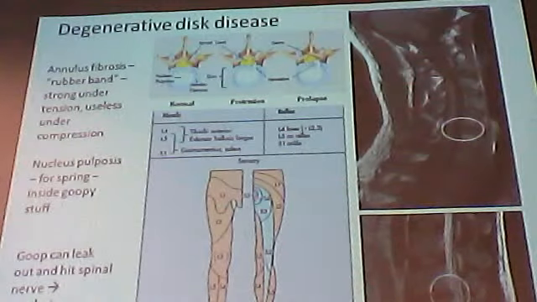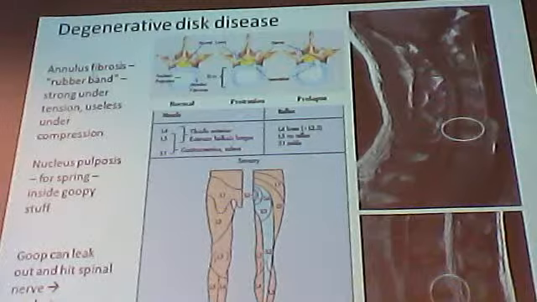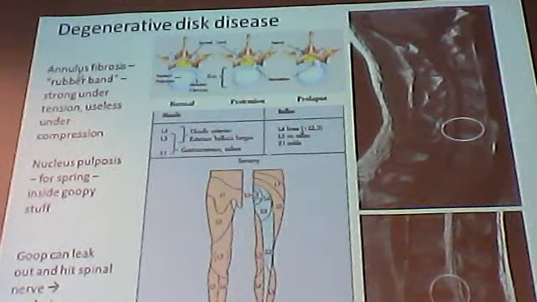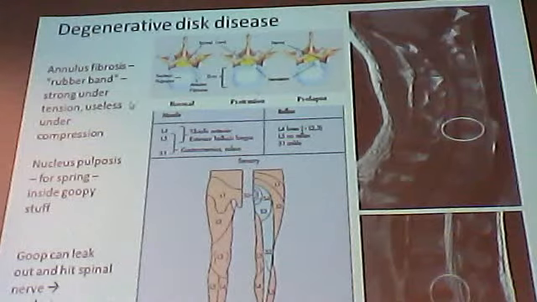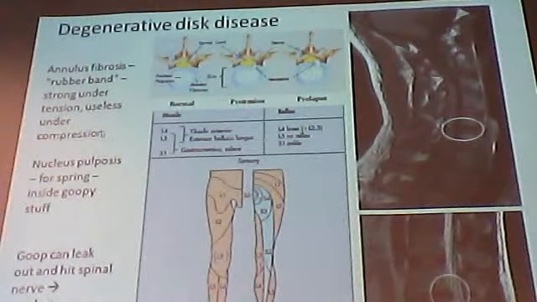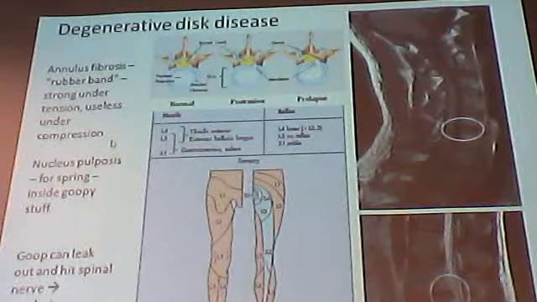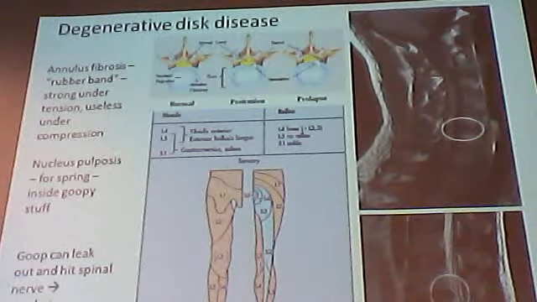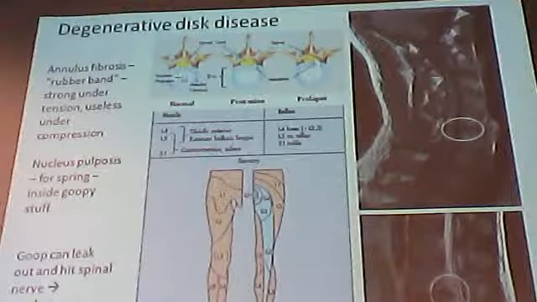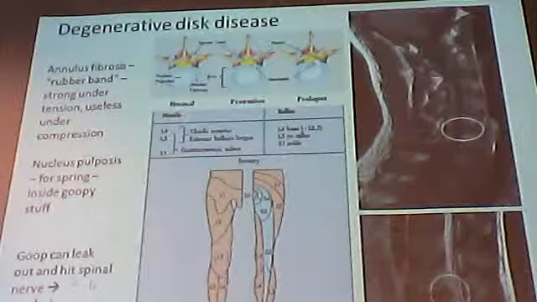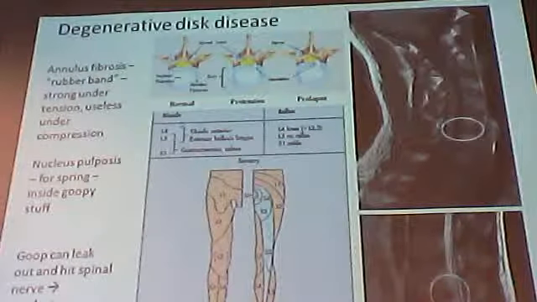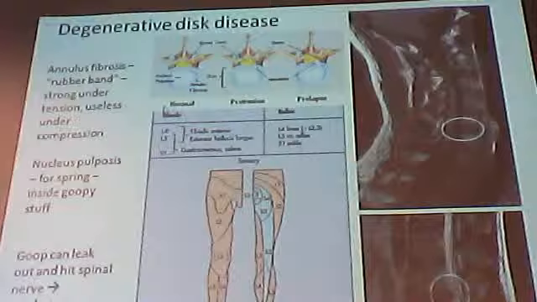And then degenerative disc disease. There's two parts to this. You've got what's called the annulus fibrosus, the rubber band kind of part around the outside, and that's strong under tension but useless under compression. I can stretch a rubber band, but if I push down on it, there's really nothing it can do. Versus the nucleus pulposus, which is the springy goop on the inside. If the goop leaks out and hits the spinal nerve, you get paralysis. So that's degenerative disc disease.